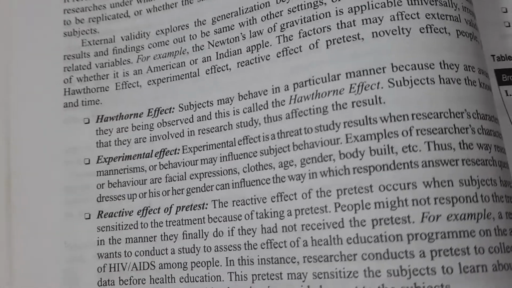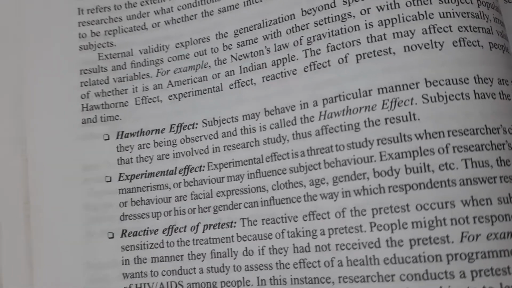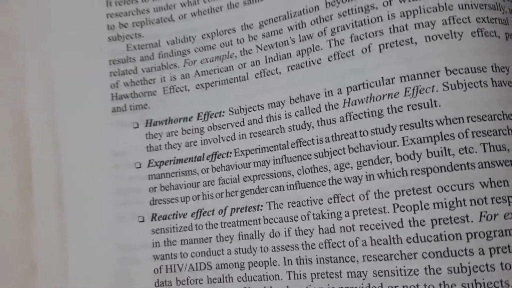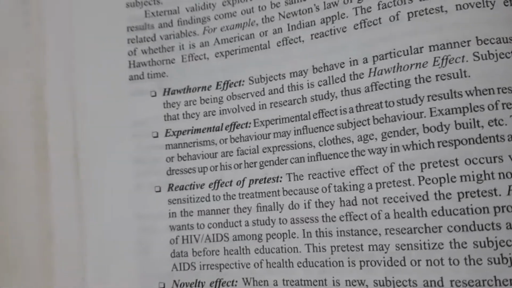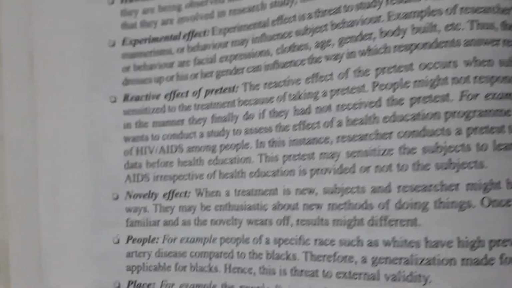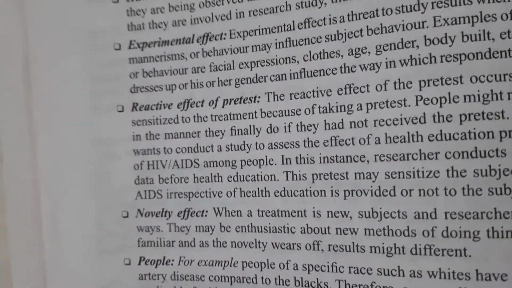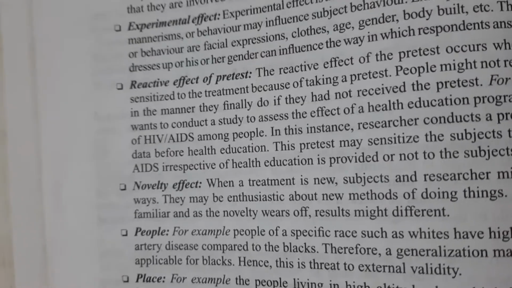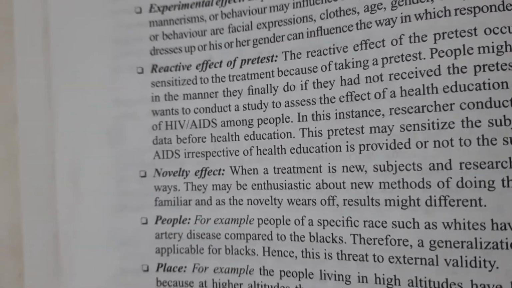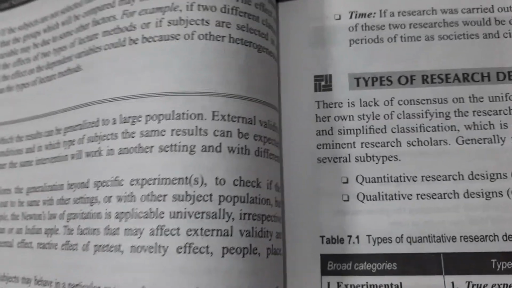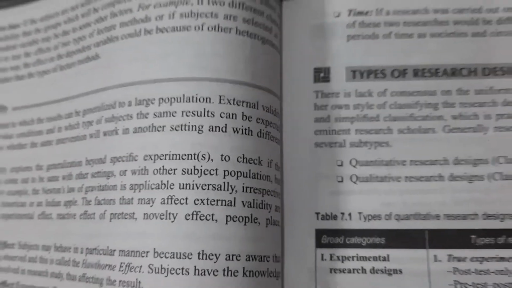The next one is the novelty effect. I already said how enthusiastic people are once the treatments are familiar. The next one is people. I already said it is a common factor that whites get more coronary disease than blacks. The next one is place. Depending on the place, high altitude people need more oxygen, so their RBC level is more than in the tropical area. Then time: the results taken at one time, we cannot get the same for the next.